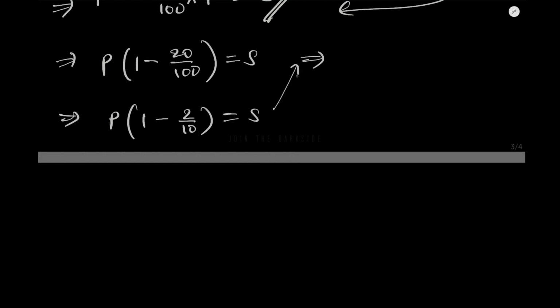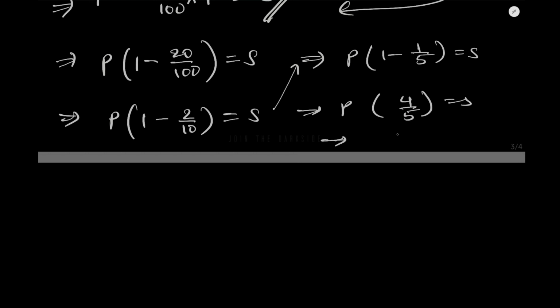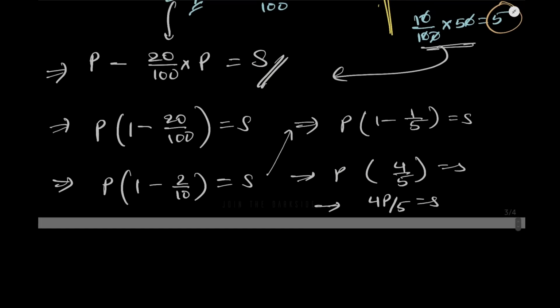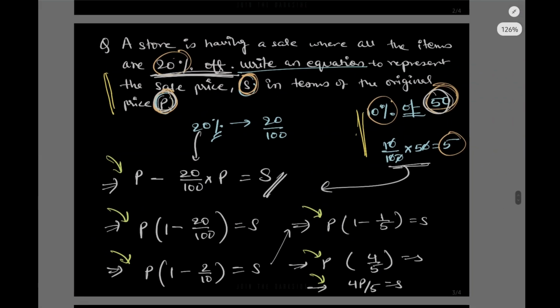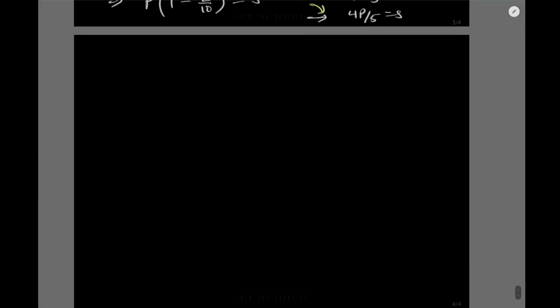You can write this one as P common 1 minus 1 by 5 is equal to S. 5 minus 1, 4 by 5 is equal to S, and you can write it as 4P by 5 is equal to S. All these answers are right. You need to look in the options to take whichever is correct and stop at the right step. Okay, I hope you understood this question. Let's move on to another one.